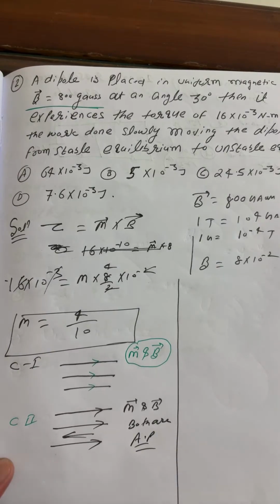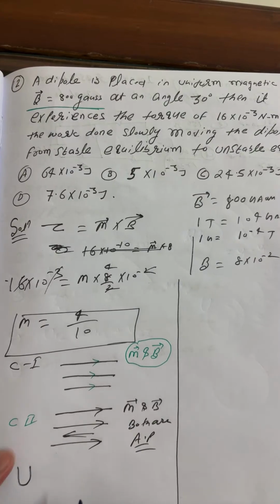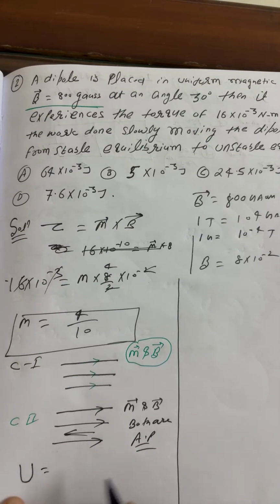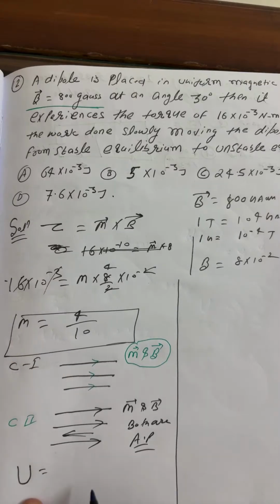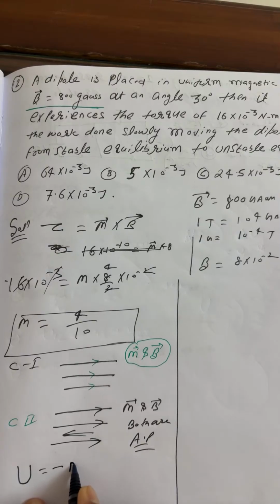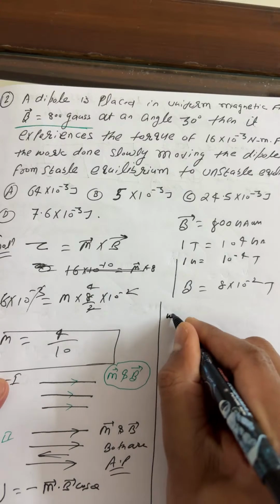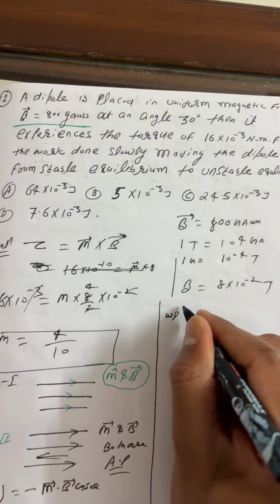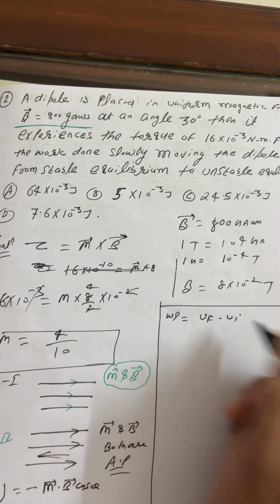So we have to find the work done. Here I'm going to use a formula of electrostatics, but I can also compare it in magnetism. In electrostatics we remember U equals minus P dot E, or minus P E cos theta. The same formula can be applied here as well: U equals minus M B cos theta. Simple. So, student, you wish to find the work done. This is the last step for calculation. Work done equals U final minus U initial.